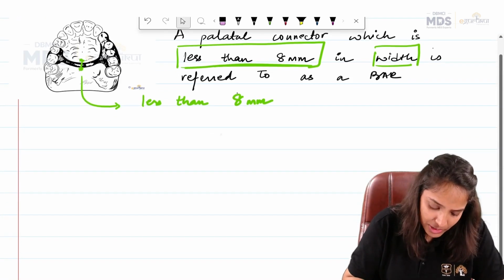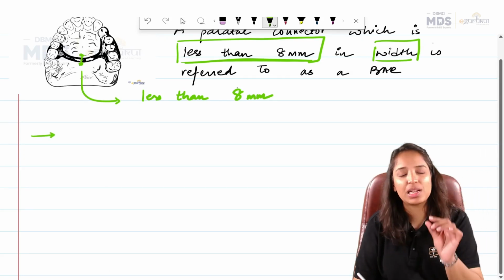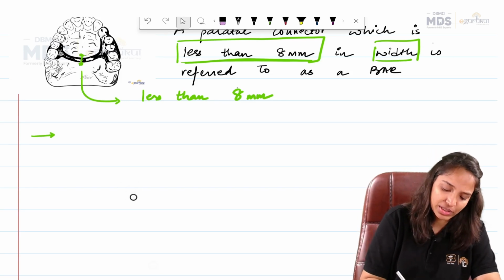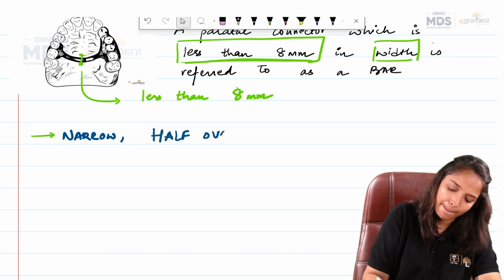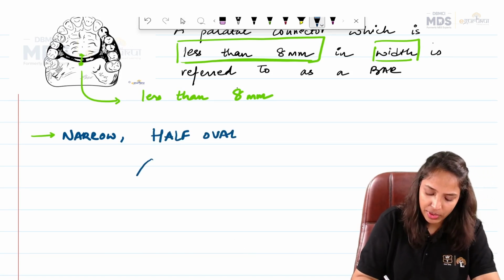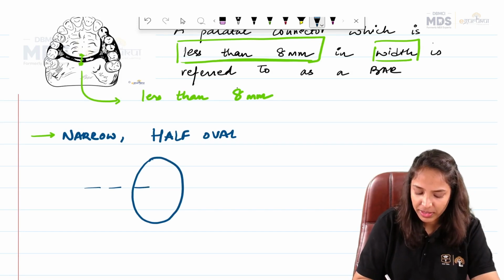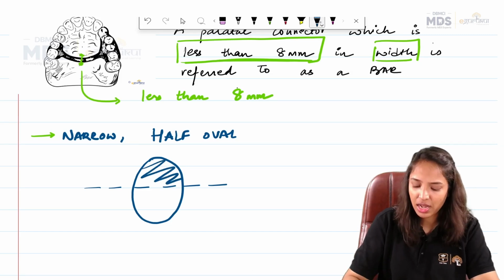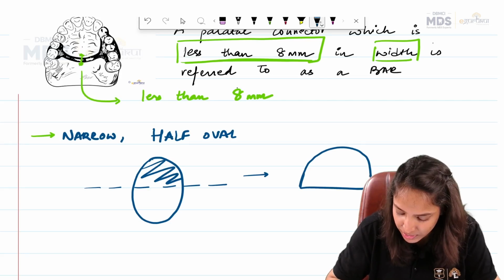Now, all my dear students would understand that a bar will always be slightly thicker in cross section, and the shape of that particular cross section is narrow and half oval. So oval is somewhat like this, right? When you do half of it, then this part is called as a half oval cross section. So half oval would be this cross section.